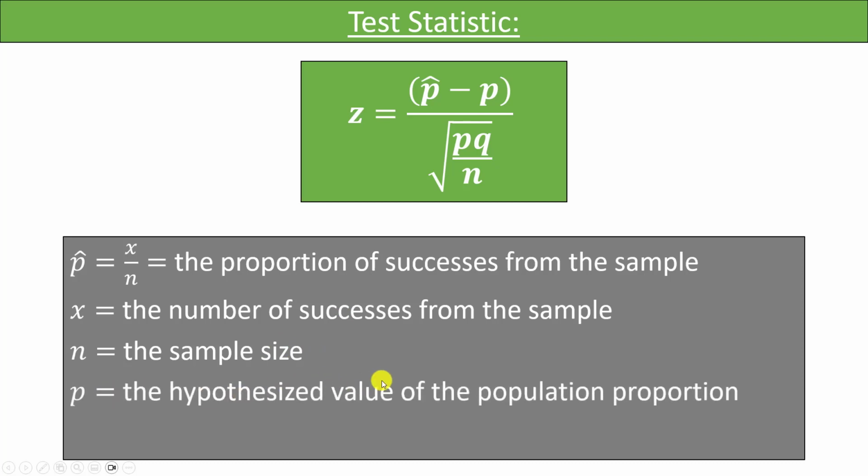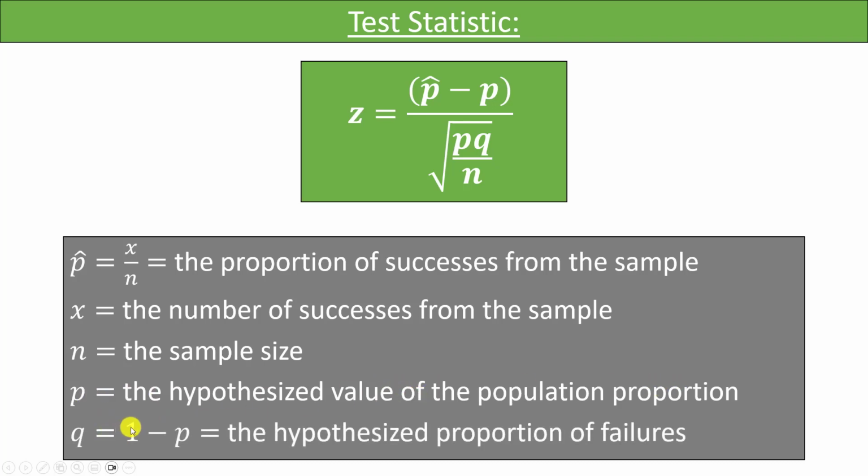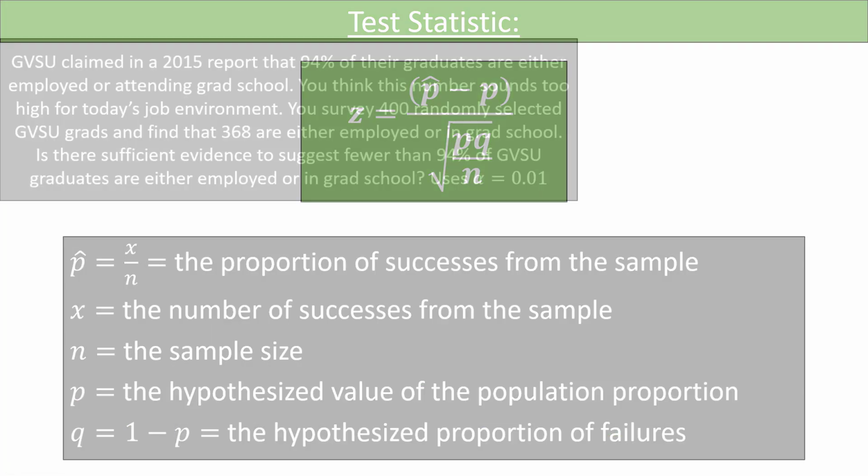P is your hypothesized value for the population proportion. This will be a value that has been stated in the problem. You will not need to calculate this value. Q is the complement of P, which is the hypothesized proportion of failure. Let's take a look at an example.